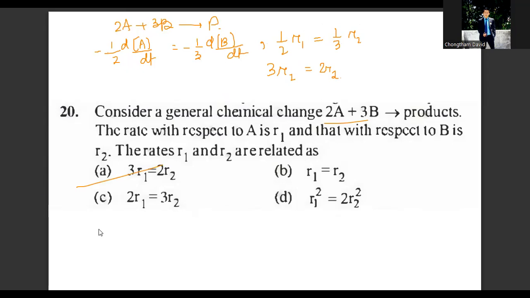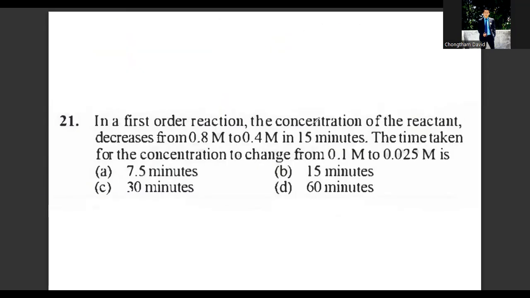Let's read question number 21. In a first order reaction, the concentration of reactant decreased from 0.8 to 0.4 in 15 minutes. The time taken for the concentration to change from 0.1 to 0.025 molar is? So the half-life is 15 minutes. To go from 0.1 to 0.025, we need two half-lives. So two half-lives of 15 is 30 minutes. This is the answer for question number 21.